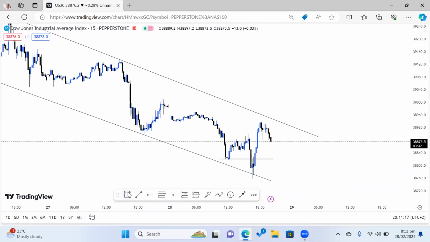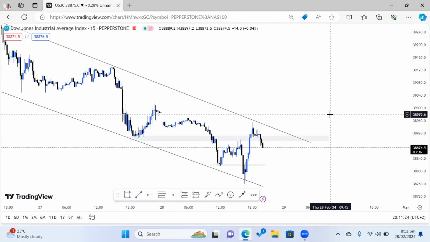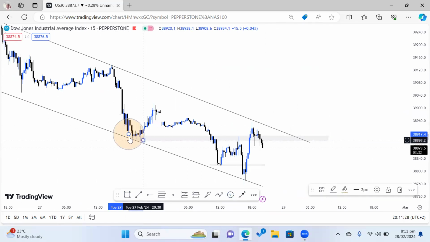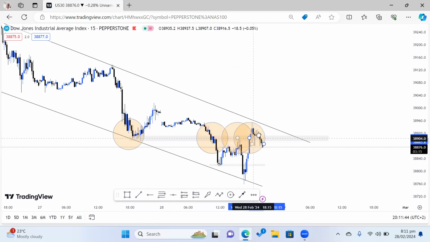Yeah, back to the topic. We do have support here. Let me just outline that support right there. Why am I saying that support? Let me just show you. The market rejected right there, right? And then obviously when the market rejected there, the market rejected here again. Obviously from there, the market rejected, sorry for that. The market rejected there again, and then the market rejected there again.